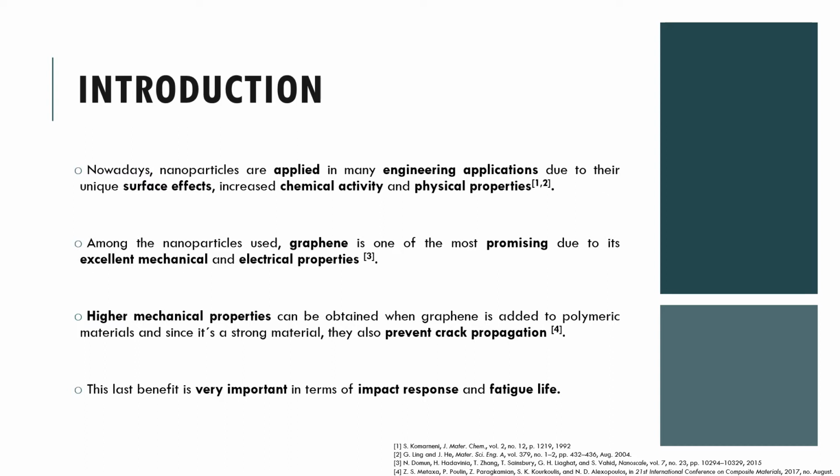Nowadays, nanoparticles are applied in many engineering applications due to their unique surface effects, increased chemical activity, and physical properties. Among the nanoparticles used, graphene is one of the most promising due to its excellent mechanical and electrical properties. Higher mechanical properties can be obtained when graphene is added to polymeric materials, and since it's a strong material, they also prevent crack propagation. This last benefit is very important in terms of impact response and fatigue life.